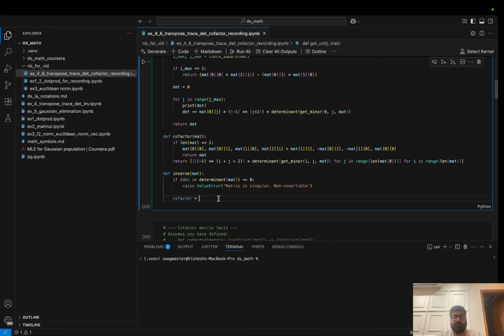So anyways, we can get the cofactor matrix like so. We don't even need to do that. We can just call that co.